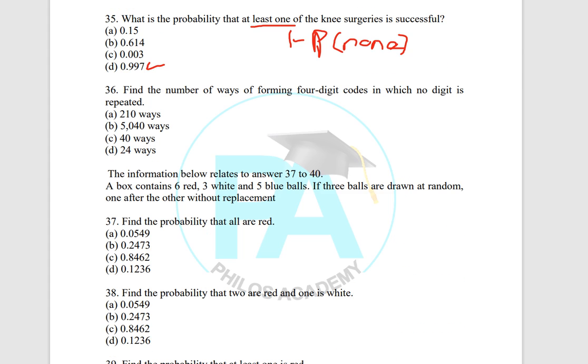Let's go. Question 36 says, find the number of ways of forming 4-digit codes in which no digit is repeated. Question 36. Now, when you take your keypad phone, how many digits are on it? When you want to form a code, how many choices do you have to select from to form a code? You see that when you want to set a code on your phone, it gives you 1, 2, 3, 4, 5, 6, 7, 8, 9, and 0.